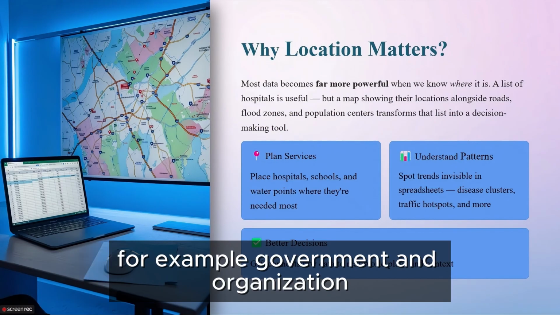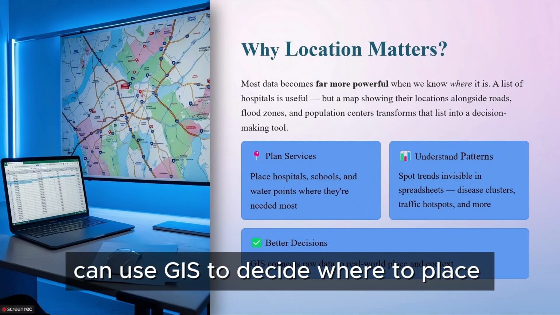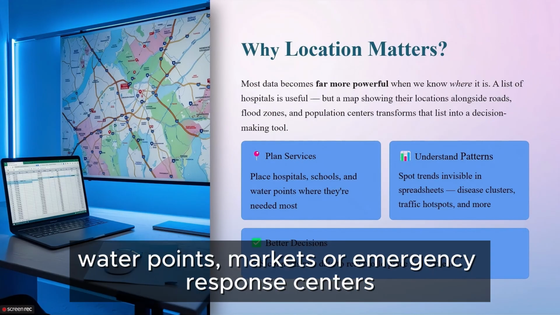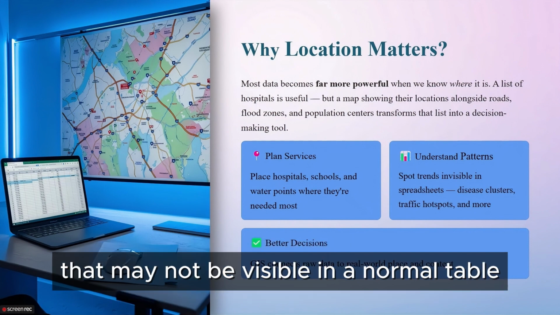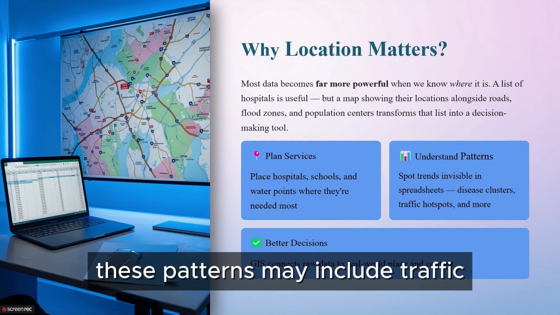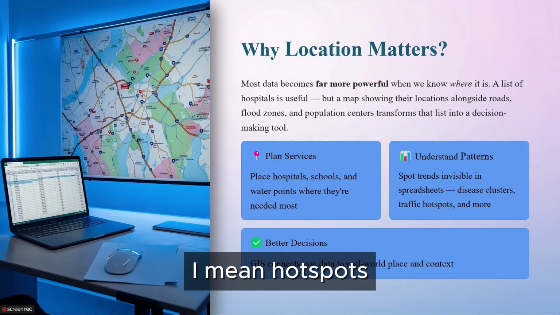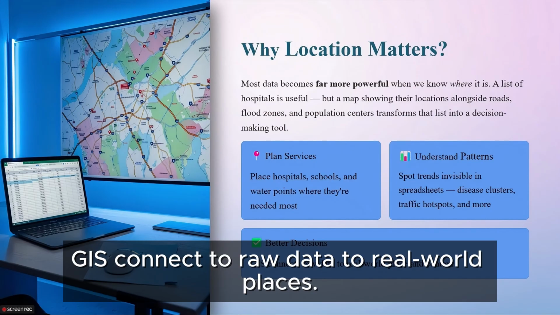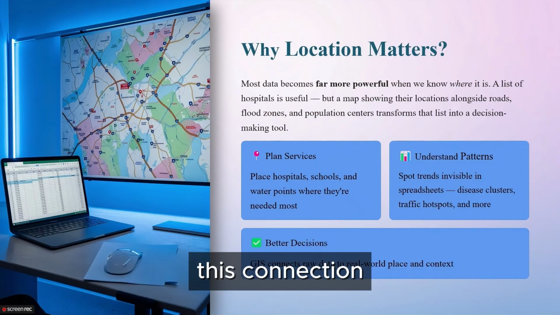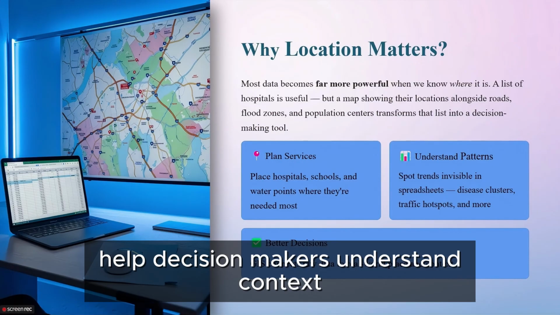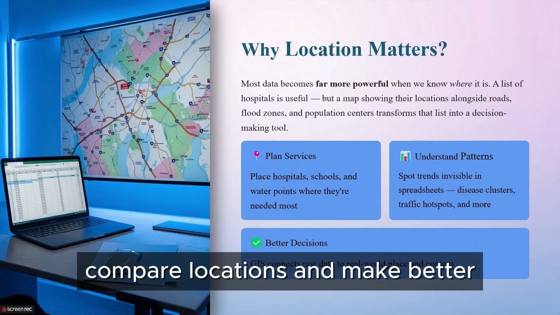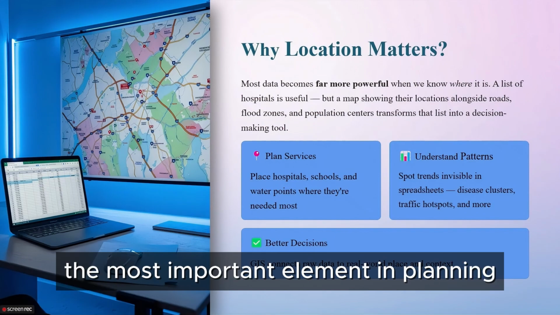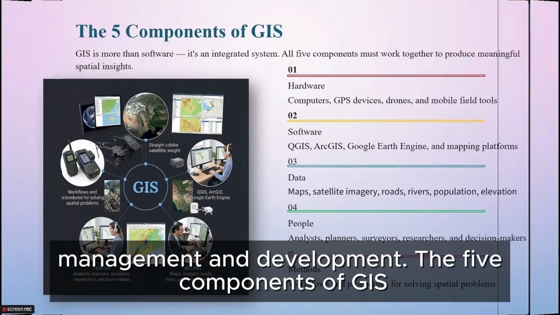For example, governments and organizations can use GIS to decide where to place hospitals, schools, water points, markets, or emergency response centers. It also helps us understand spatial patterns that may not be visible in a normal table. These patterns may include hotspots, areas with high agricultural potential. In other words, GIS connects raw data to real-world places. This connection helps decision makers understand context, compare locations, and make better choices. That is why location is one of the most important elements in planning, management, and development.